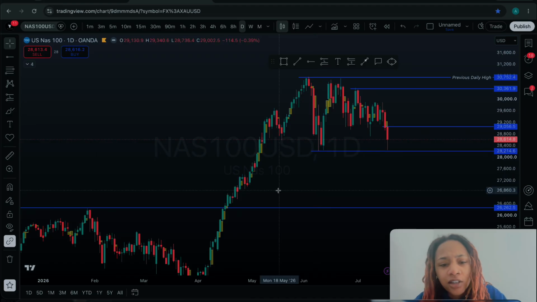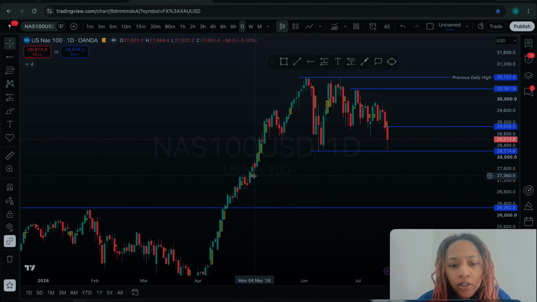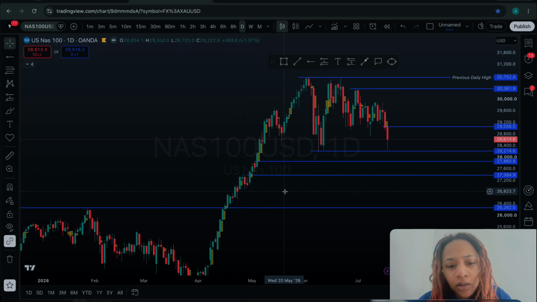I think NAS needs to make some corrections before it starts going back up again. There are quite a few fair value gaps on the daily time frame. This is another one. I think right now we're trying to fill this area. And then there's another one down here. This one was filled by this red candle, this bearish candle, I'll say.